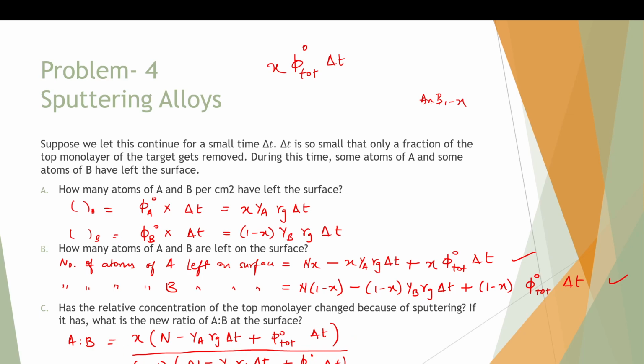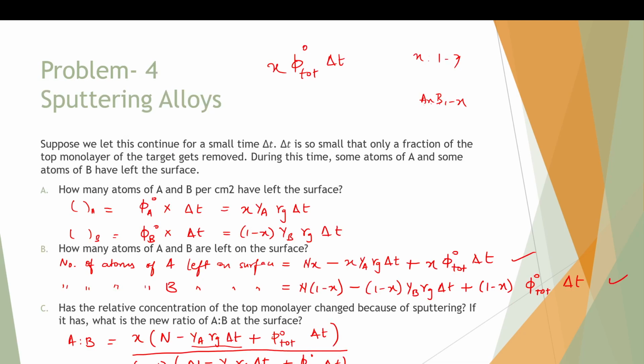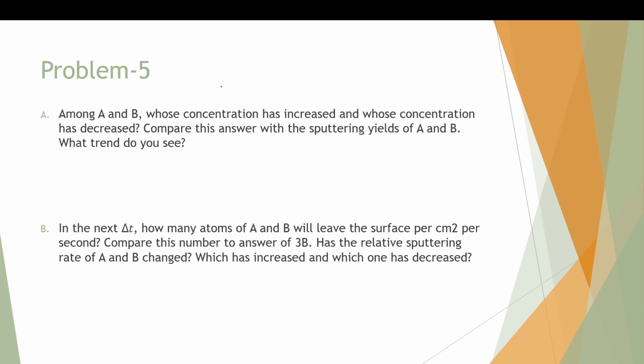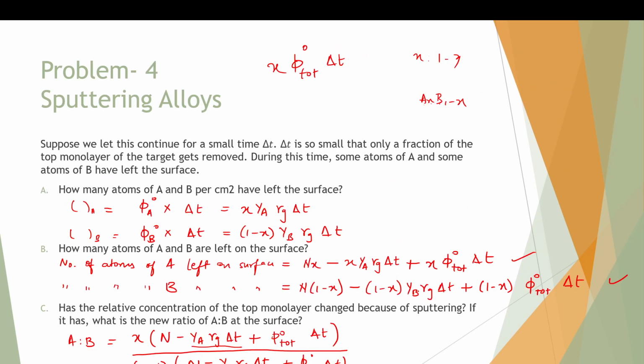So now the new ratio has changed. Earlier it was x is to 1 minus x, now it is something more complicated. So x is to 1 minus x is still there, but there are some other terms that are also coming up. So if you look at it, the only two different terms are these two, right? So among A and B, whose concentration has increased and whose concentration has decreased? So in the question it was given that YA is greater than YB. So using this we have to answer this question.